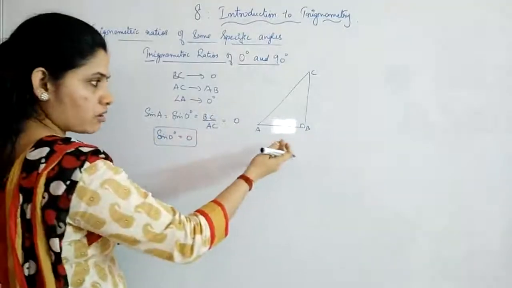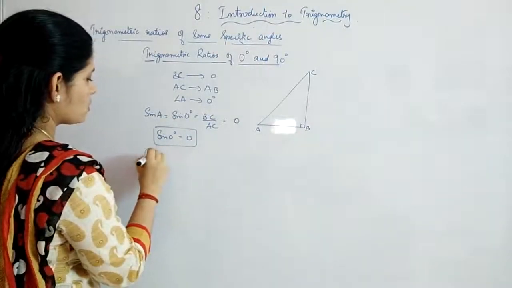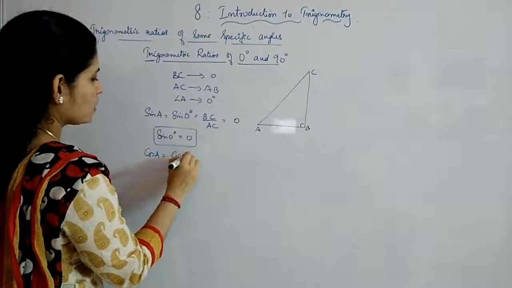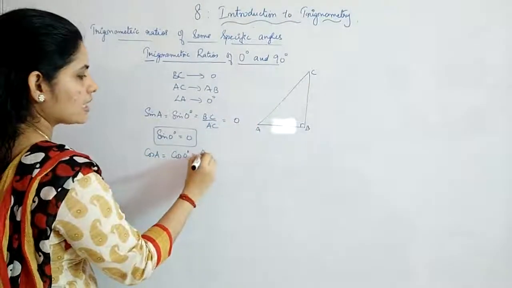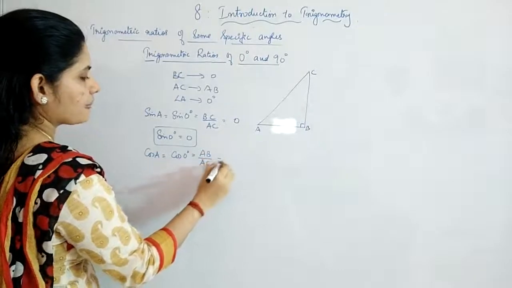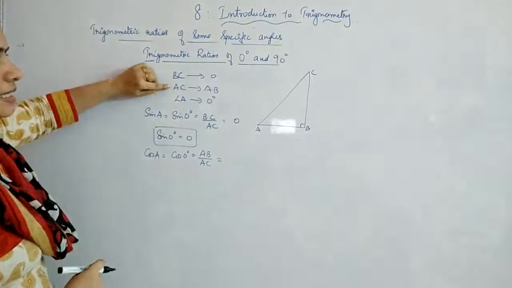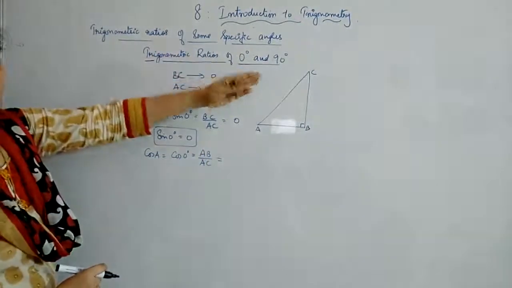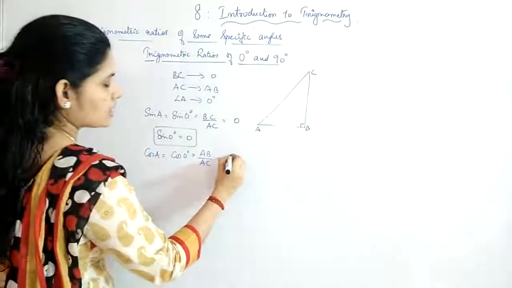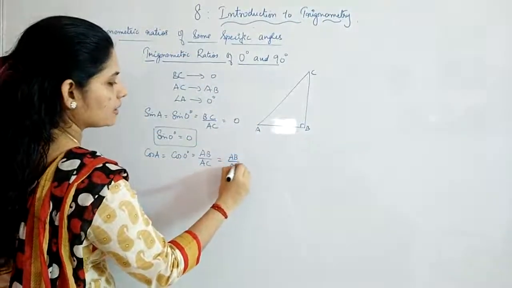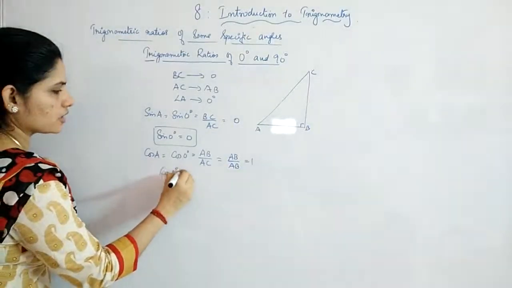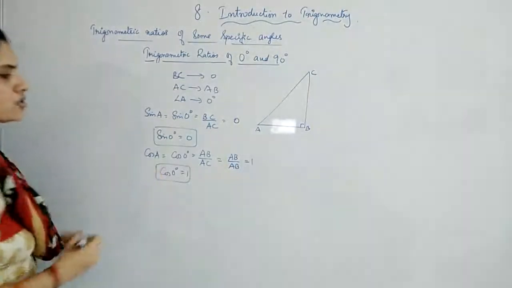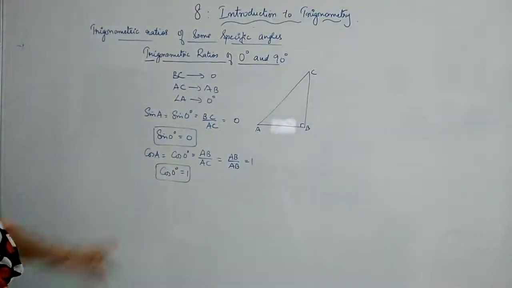Now talking about cos. What is cos? Cos A will be again cos 0 degree, and cos is adjacent side by hypotenuse, that is AB by AC. Again we said that AC is approaching AB when this angle is getting reduced. So you are getting AB by AB, which will give you 1. So you can say that cos 0 degree is 1.